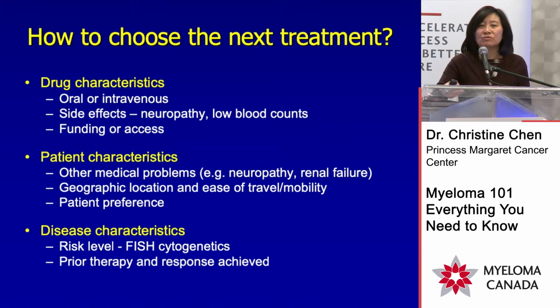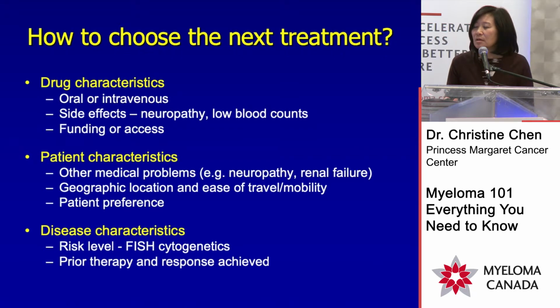Is it an oral drug? Is it intravenous, subcutaneous injections into the skin? Patients have preferences over those. Side effects: if you already have bad nerve pain, do you really want to go on a drug that may make that worse? If your blood counts are low, then it may be hard to give you a drug that is known to cause some suppression of your blood counts.